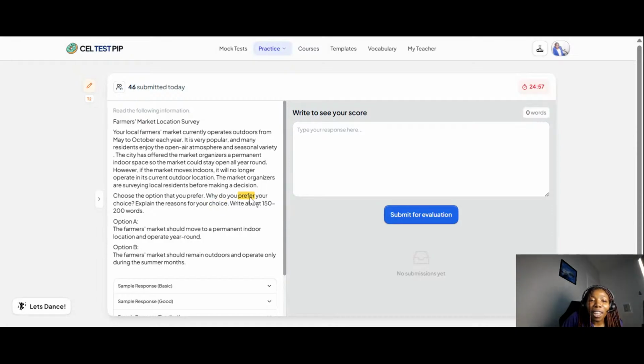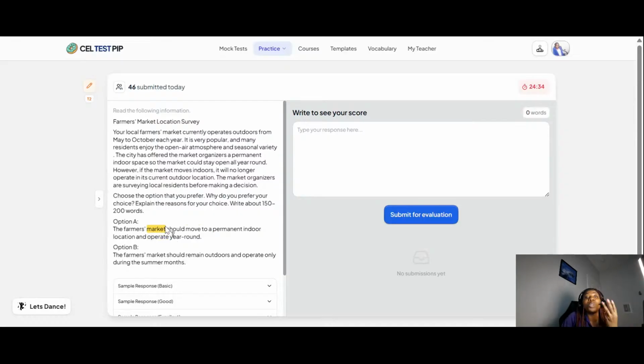Why do you prefer your choice? Explain the reason for your choice. Write 150 to 200 words. Okay, so let's say you are choosing option A: the farmers market should move to a permanent indoor location and operate year round. So what are the ideas you can discuss here?